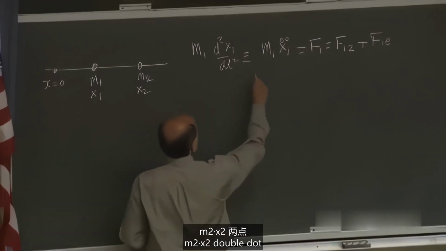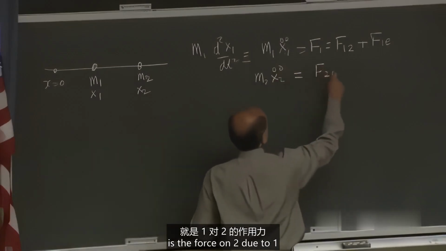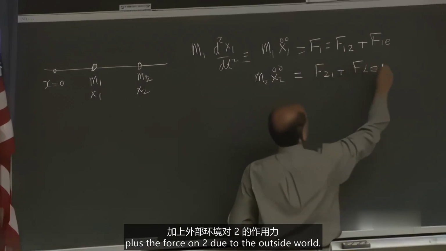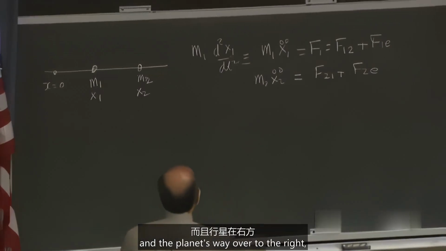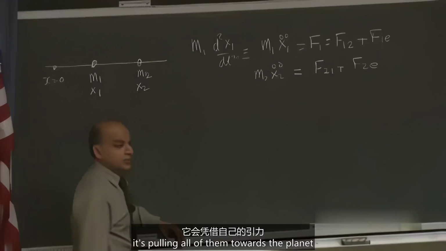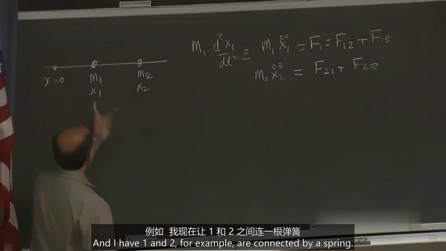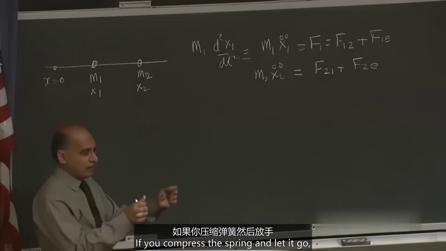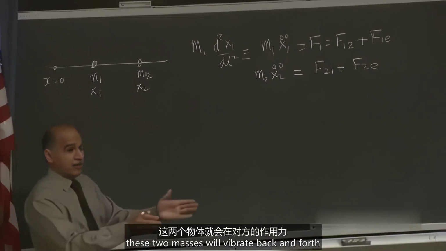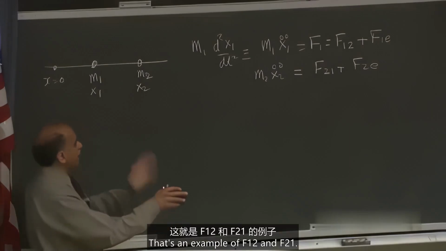Similarly, I have another equation, m2 x2 double dot is the force on 2 due to 1 plus the force on 2 due to the outside world. What do you mean by outside world? Maybe these 2 guys are next to some planet, and the planet's way over to the right. It's pulling all of them towards the planet with some gravitational force. So everything else is called external. Now, if 1 and 2, for example, are connected by a spring, the spring is not that important. It's a way of transmitting force from one body to the other. If you compress the spring and let it go, these 2 masses will vibrate back and forth under the influence of the other person's force. That's an example of F12 and F21.